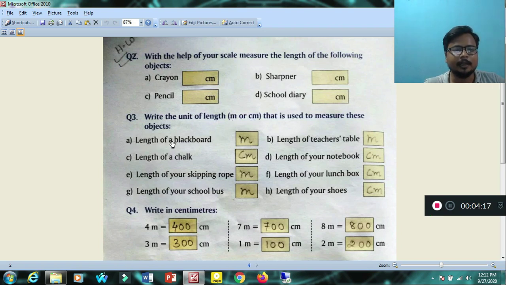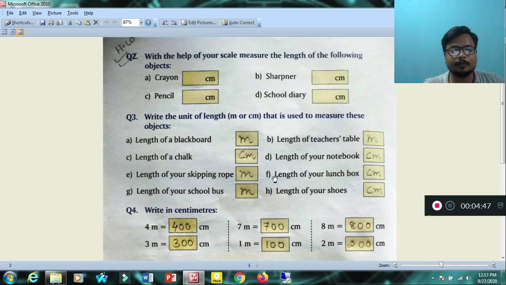Now number A, length of a blackboard. It comes in meter because it is quite long. Length of teacher's table, it also comes in the meter. Length of a chalk, as you all know, chalk is a very small object, so it comes in centimeter. Length of your notebook, it also comes in centimeter. Now length of your skipping rope, the rope which is used for skipping, you can measure it with meter, okay.